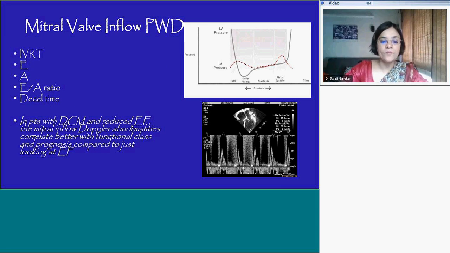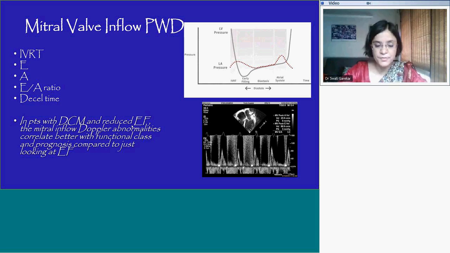Remember, in patients with, for example, dilated cardiomyopathy and reduced ejection fractions, the mitral inflow Doppler abnormalities correlate better with functional class and prognosis compared to just looking at EF. You can have different patients stuck at an EF of 20%, one who is very sick and the other who isn't that sick clinically, and the difference may lie in the diastolic parameters. So it makes sense to pay attention to diastolic dysfunction when looking at DCM.